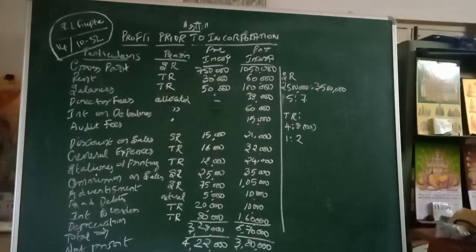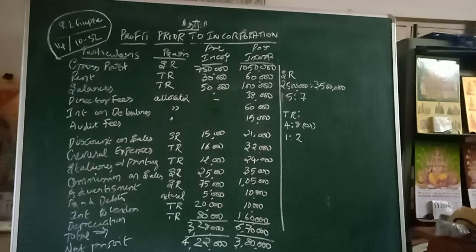See, this is the full-fledged problem. If you practice this problem, you will come to know almost all the aspects of profit prior to incorporation. Let us go one by one. We have to look at the expenses given in the problem and apportion them into pre-incorporation period expenses and post-incorporation period expenses on the basis of sales ratio, time ratio, weighted sales ratio, or weighted time ratio.